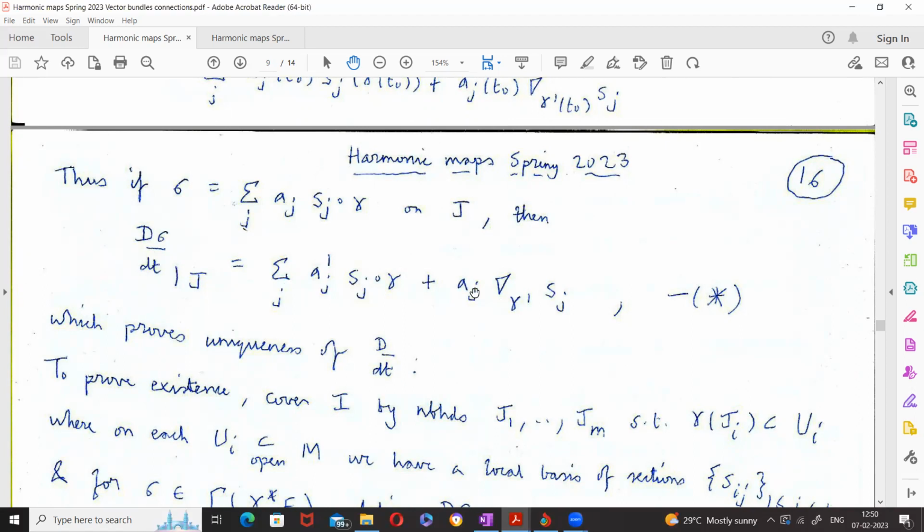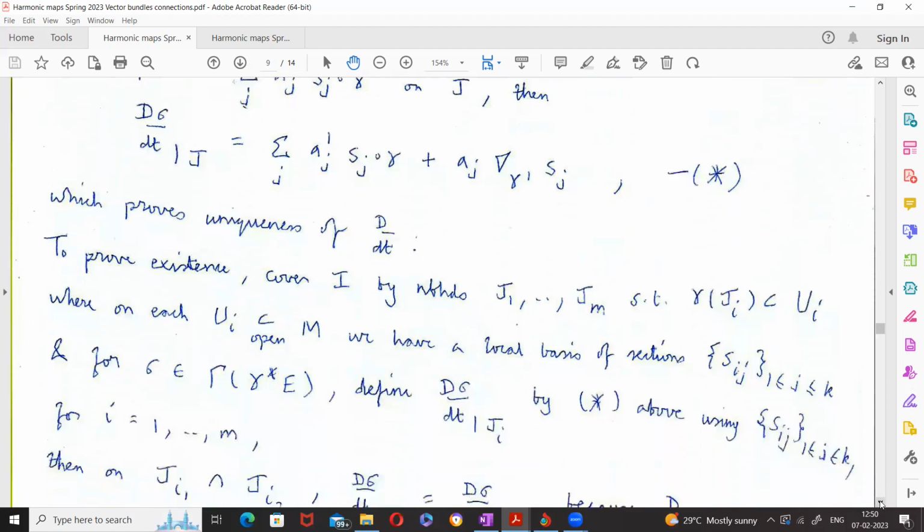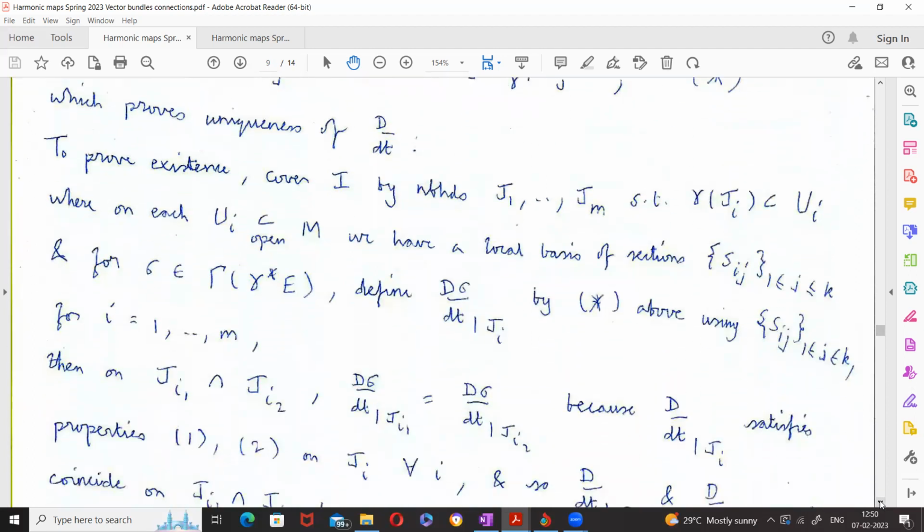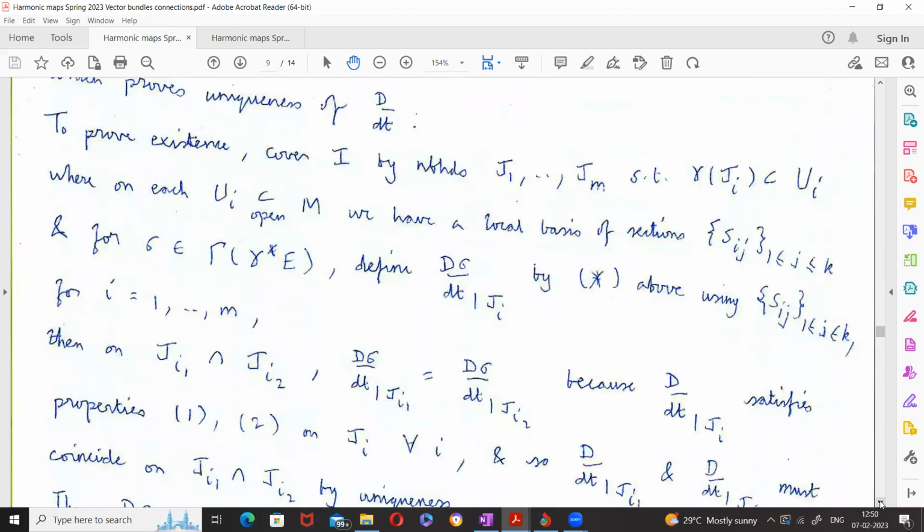Yes? Yes, sir. Okay. So that proves the uniqueness of the covariant derivative. And then for the existence, what you do is cover the interval I by neighborhoods J1 to Jn such that each Ji maps under gamma into a nice open set Ui where we have local coordinates x1 to xn and a local basis of sections Sij.